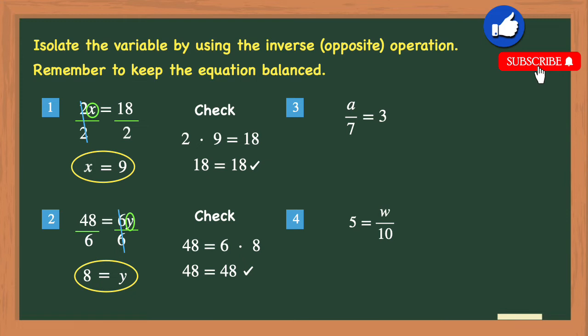Now let's look at a couple of equations where the variable is being divided. Here we have a divided by 7 equals 3. Remember, the fraction bar means to divide.